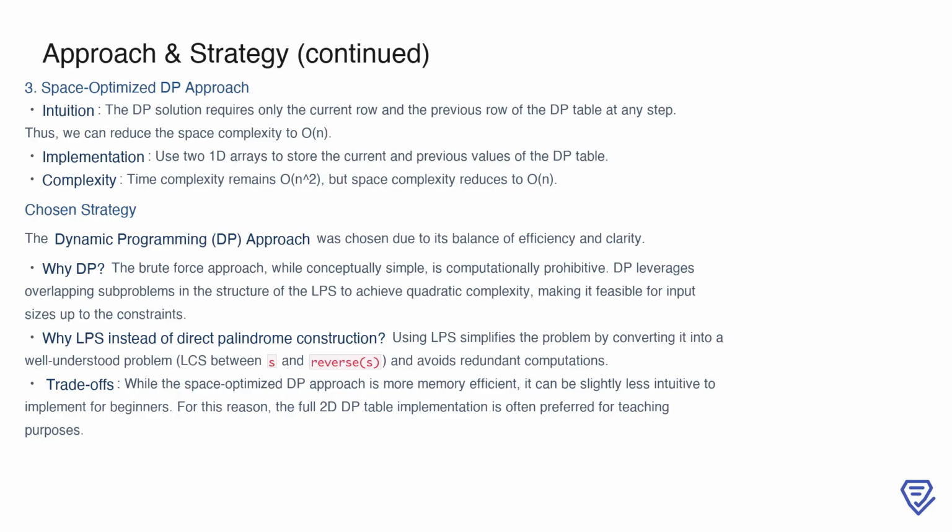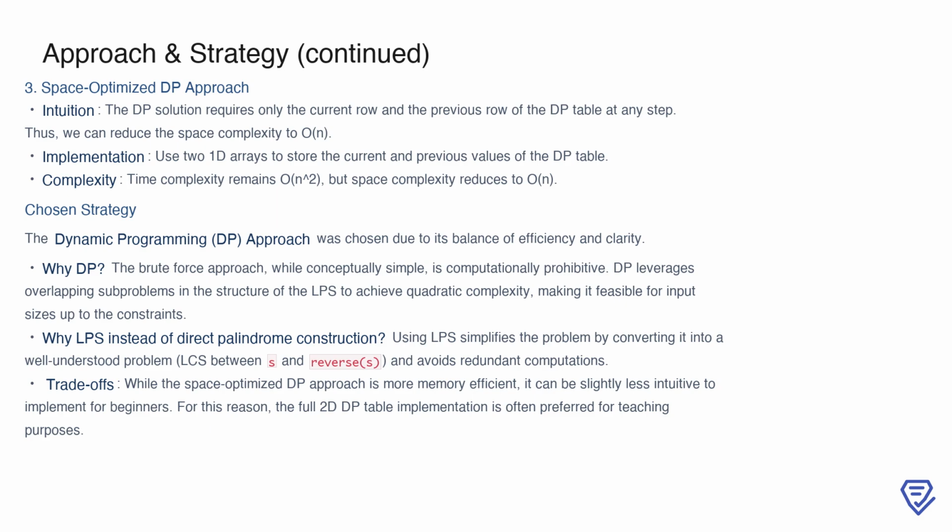To further optimize the DP approach, we can reduce its space complexity. The 2D DP table used in the previous solution requires n squared memory, but we observe that at any given step, we only need information from the current row and the previous row.